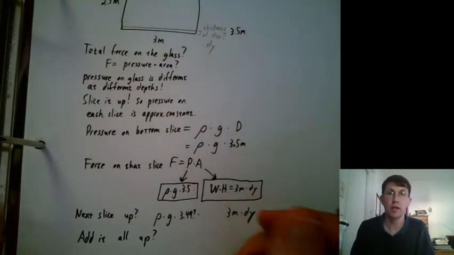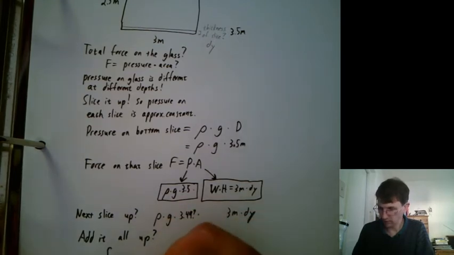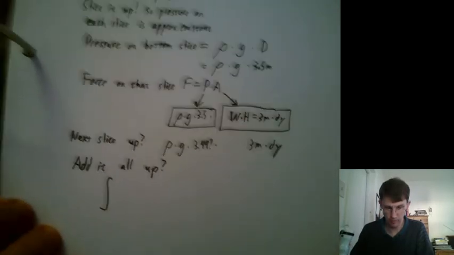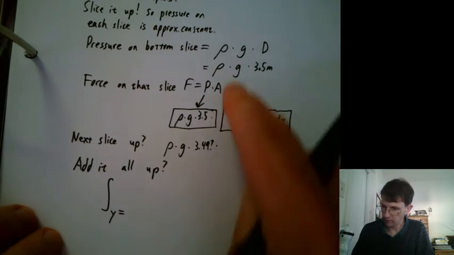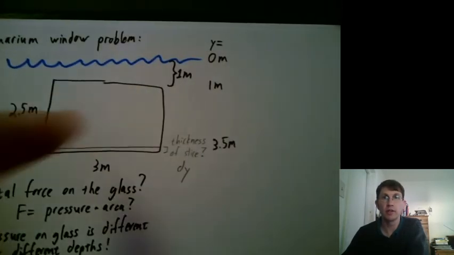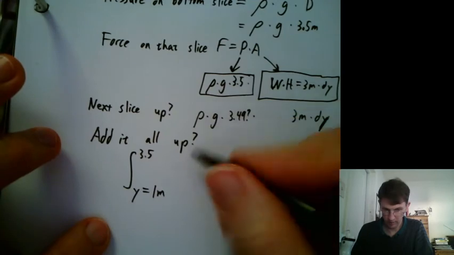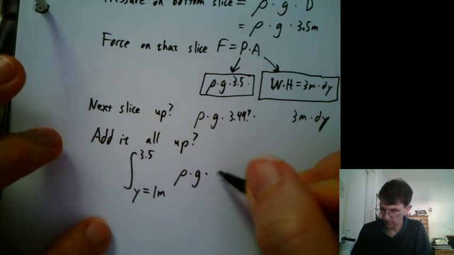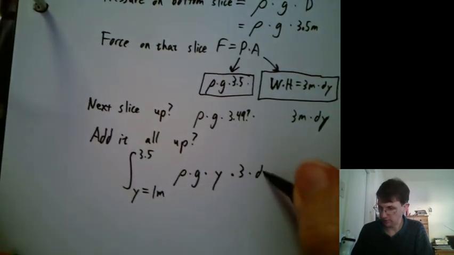Well, we could set up a spreadsheet, and there we'd have to choose a dy value, like a centimeter or a tenth of a centimeter or something. But in by-hand calculus terms, we're going to do an integral. And where does our y value start and stop? Well, we know our biggest y value was 3.5 meters. What was our smallest y value? Starting at the top of the aquarium window here, so 1 meter. So starting at 1 meter going to 3.5 meters, rho times g times depth, but depth is now y, times a width of 3 meters times dy.